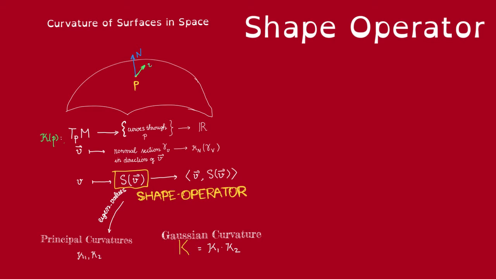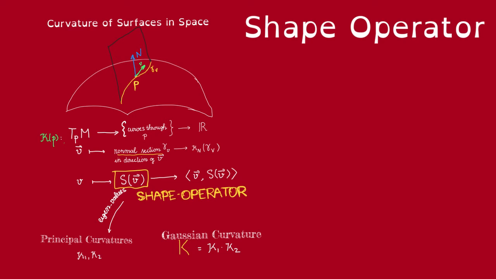If I have a tangent vector here, I can look at the normal plane through P, parallel to this tangent vector. Now that normal plane is going to intersect with our manifold in a curve, which we call the normal section of this plane. We then define the image of this vector V under this curvature map to be the signed curvature of this curve, because this captures how much the surface curves in this V direction.